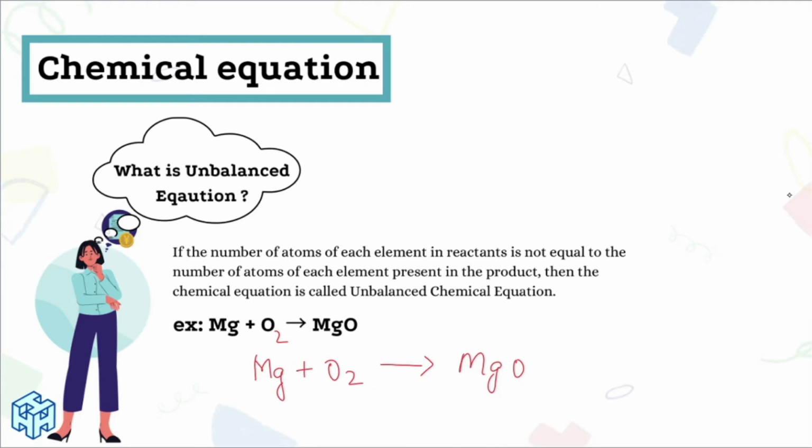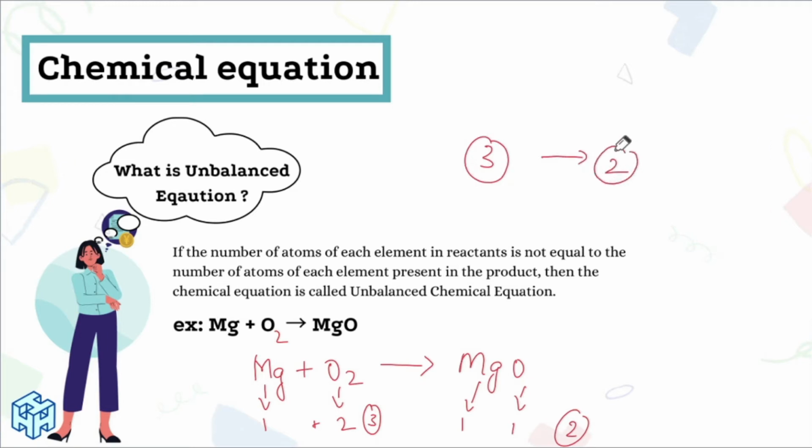Let me clearly say it. How many magnesium atoms do we have here? How many oxygen atoms? 2. Here how many magnesium? 1. How many oxygen here? 1. Here 1 plus 1 is only 2 atoms. Here 1 plus 2 is 3 atoms. How is it possible? We are adding 3 atoms and we are getting only 2. Is this possible? No, this is not balanced.